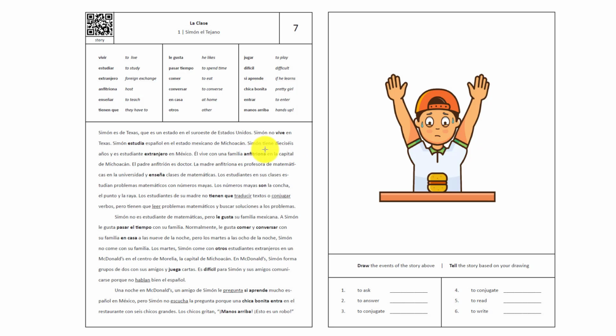And as they write this down, they're starting to visualize the story. Words that are in bold, they may not know yet, so I put them up here in the glossary. And any word that is underlined is a word directly from our vocabulary list. Many of the other words are going to be cognates, such as mathematics, solutions, problems, student, again, math, family, Mexican.